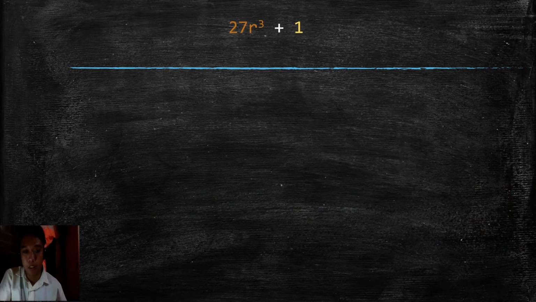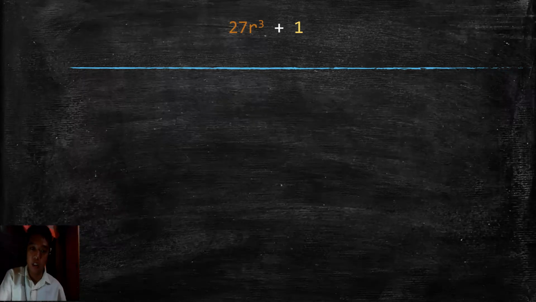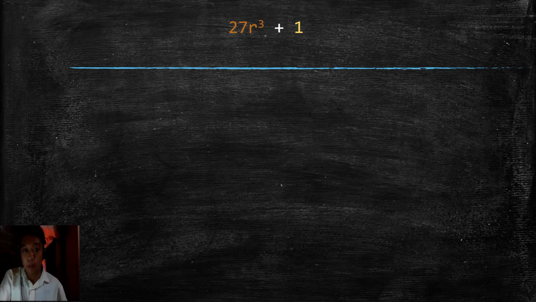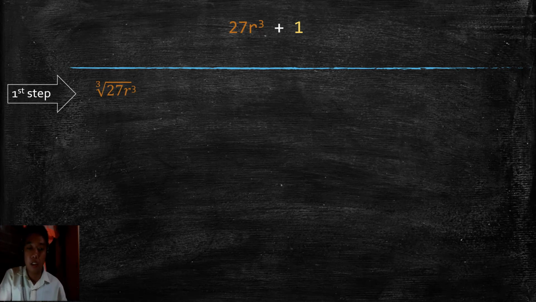So, the next example is 27r cubed plus 1. Okay. So, this time, ito ay sum of two cubes. Okay, so the first step is kunin natin yung cube roots ng dalawang terms. So, 27r cubed plus 1. Okay, so ang 27r cubed, parang nagkukuha lang tayo ng cube root ng number at variable. Okay, so ang cube root ng 27 is 3. And then, ang cube root naman ng r cubed is r. Kasi, di-divide natin sa 3 yung exponent.